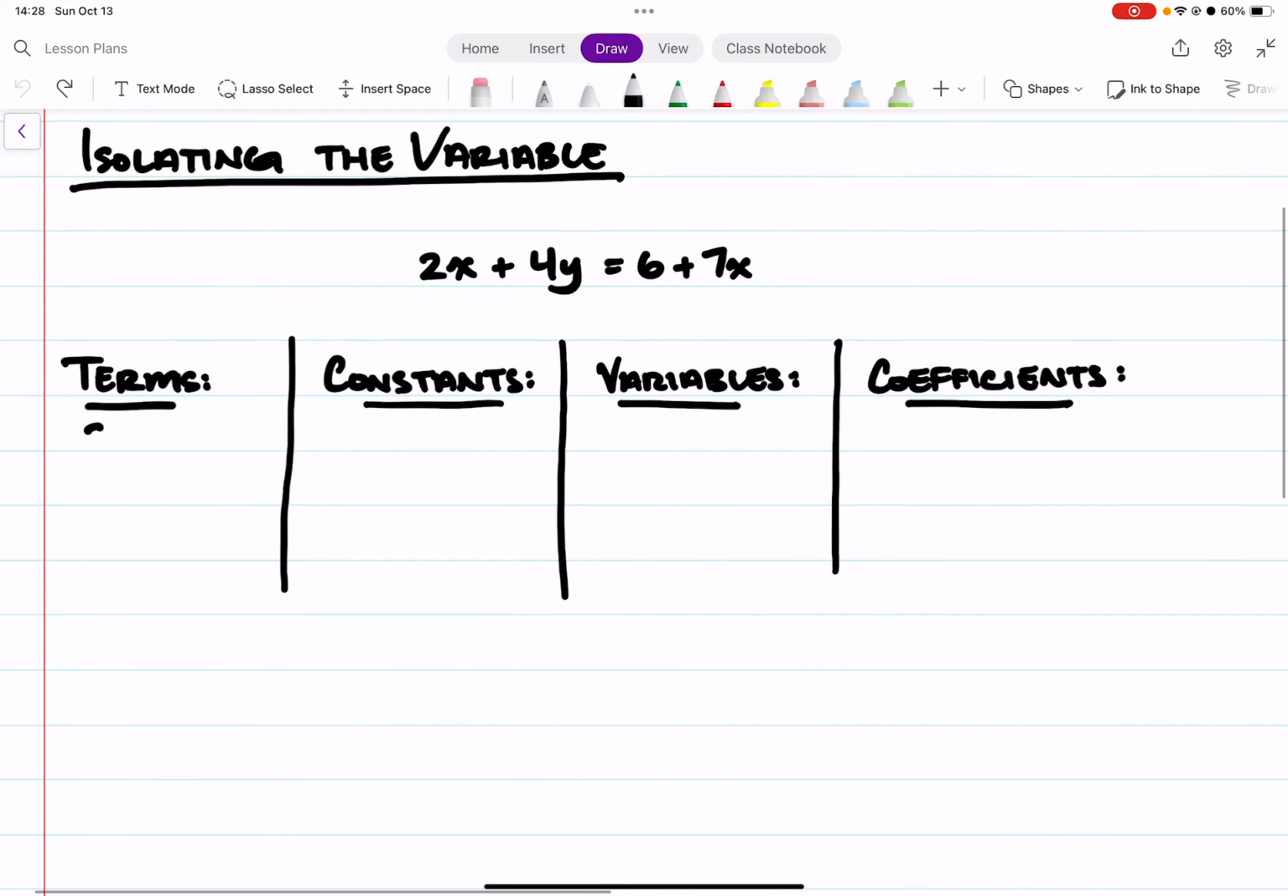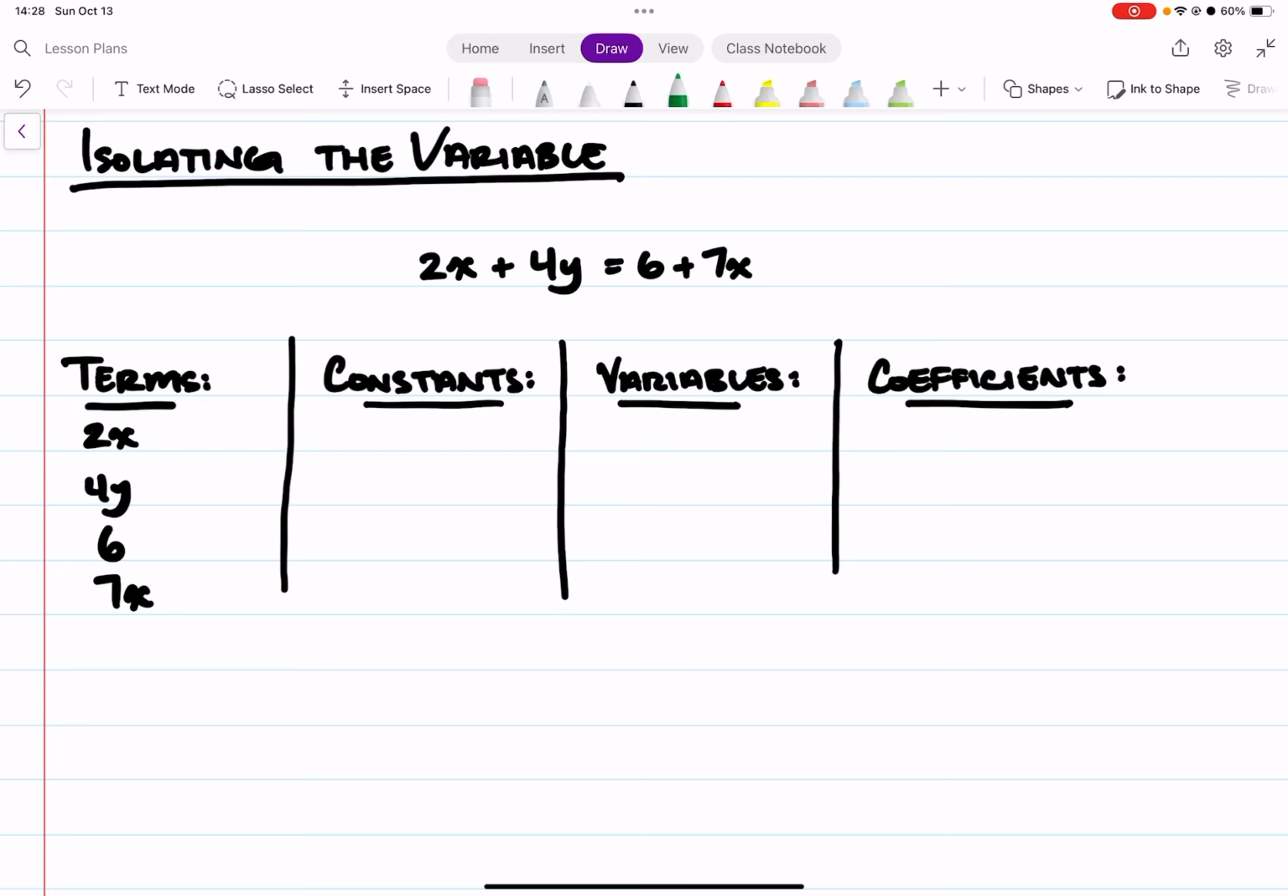So an example of one term is 2x, another term that I have is 4y, another term that I have is 6, and another term that I have is 7x. So in other words, anything that is not an order of operation. Okay, now what is a constant?